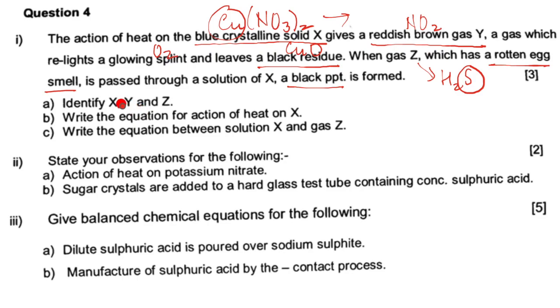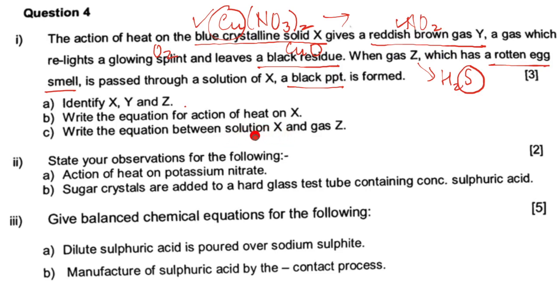Now what are they saying? Identify X, Y and Z. We already understood what is Cu(NO3)2. X is copper nitrate, Y is NO2 gas and Z is H2S gas. Write the equation for the reaction of heat on X. So 2Cu(NO3)2 on heating will give you 2CuO plus 4NO2 plus O2. You have to know these reactions by heart.